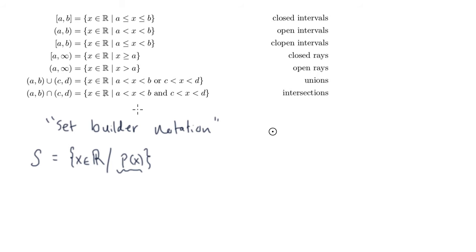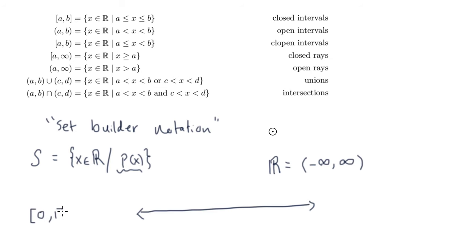So the last thing I'll mention is that actually we can write the entire real line in interval notation as just minus infinity to infinity. And there's also these cool diagrams you can draw. So for instance, if I have this interval here, then I can plot this on the number line like so. So here would be 0, and here would be 1.